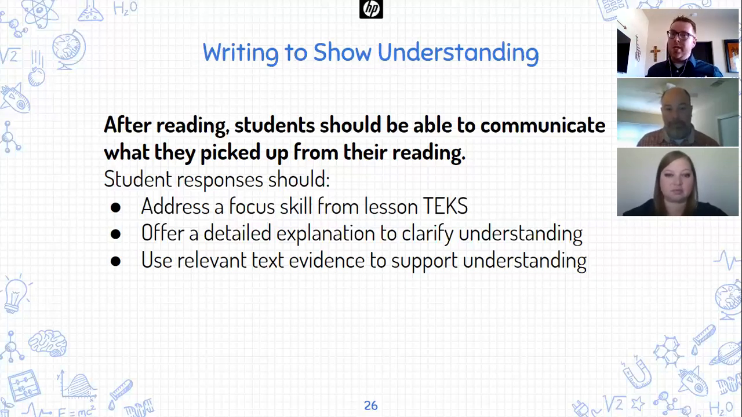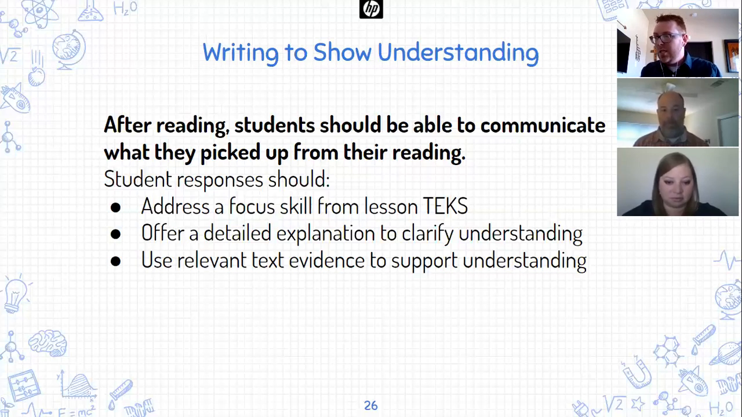All right, now that we've had a chance to really dig into the reading analysis portion, let's get to the good stuff. How do we get our kids to write to show their understanding? So after we've read, our students should be able to communicate what they picked up from reading. Responses, we want responses to do a lot of the same things our reading did. Address that focus skill. Offer a detailed explanation to clarify understanding. And use relevant text evidence to support the understanding.